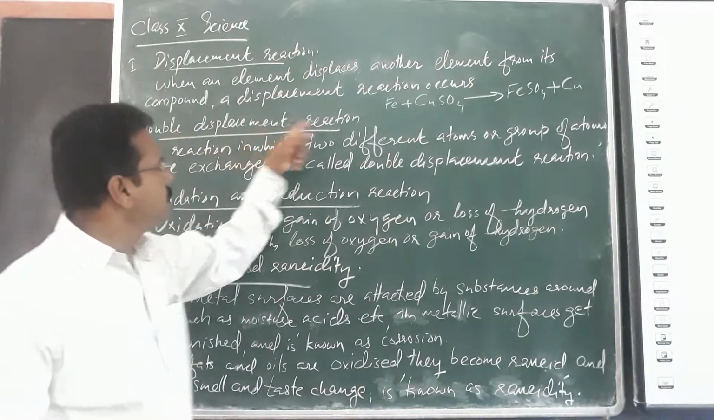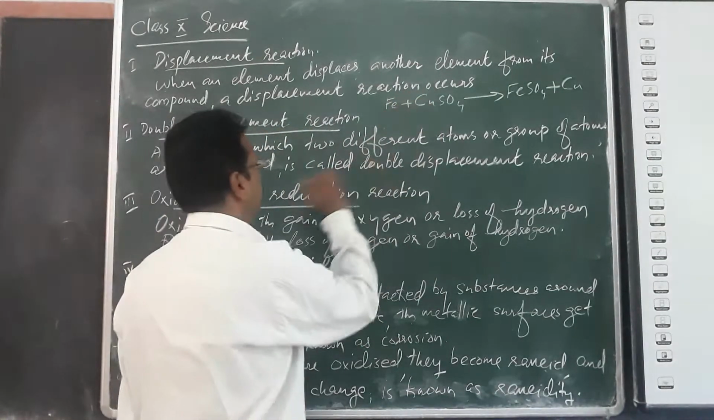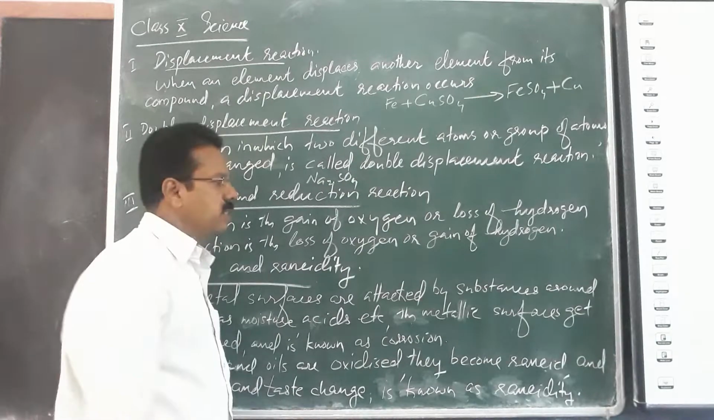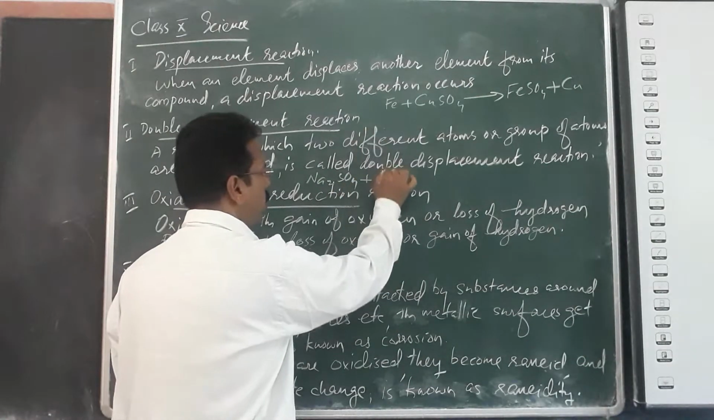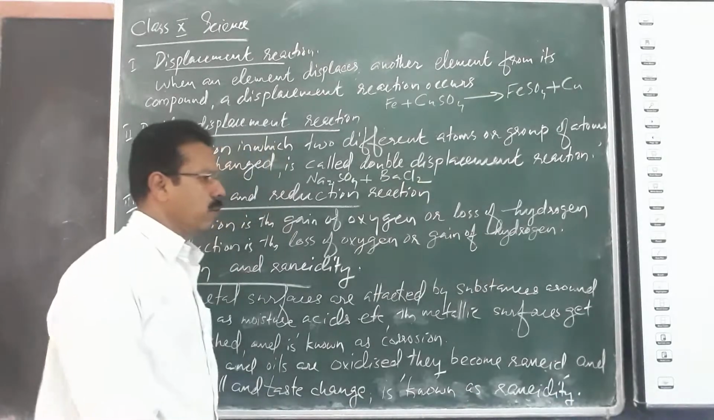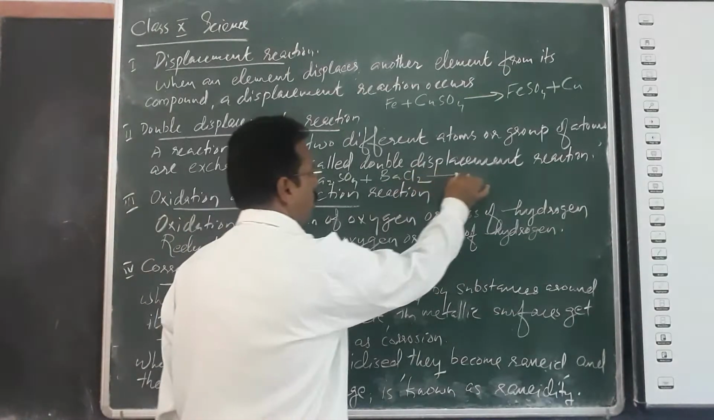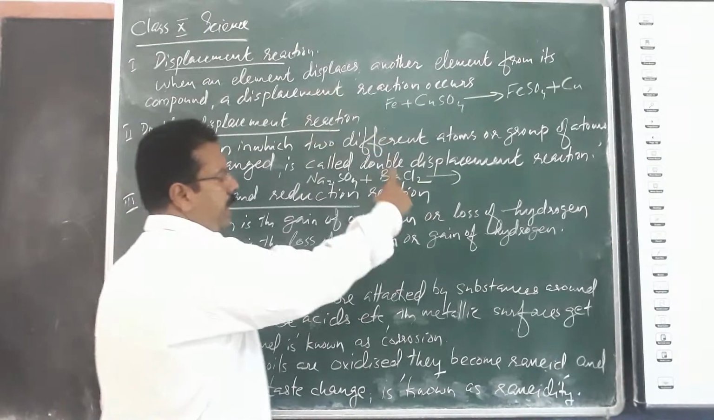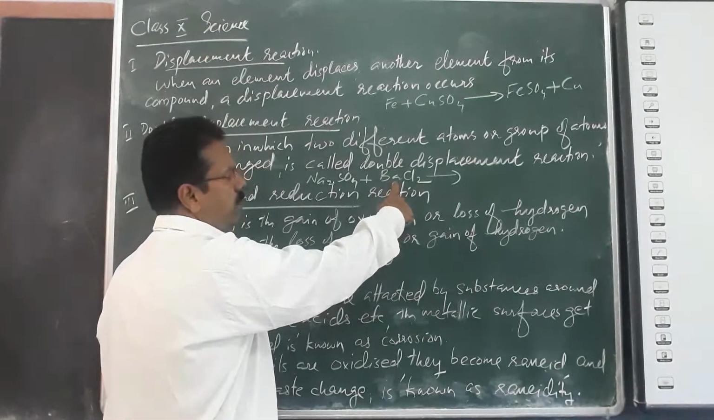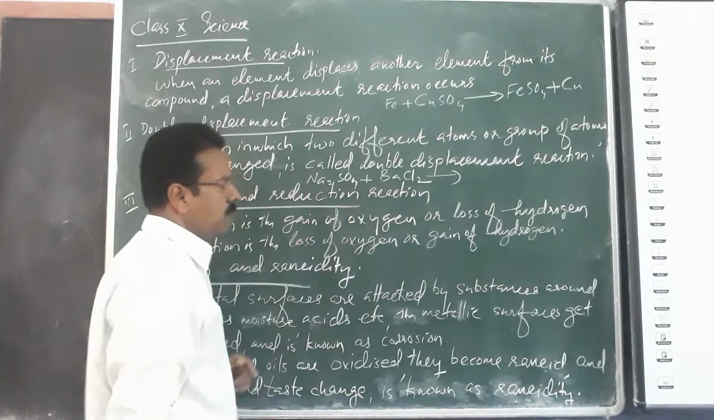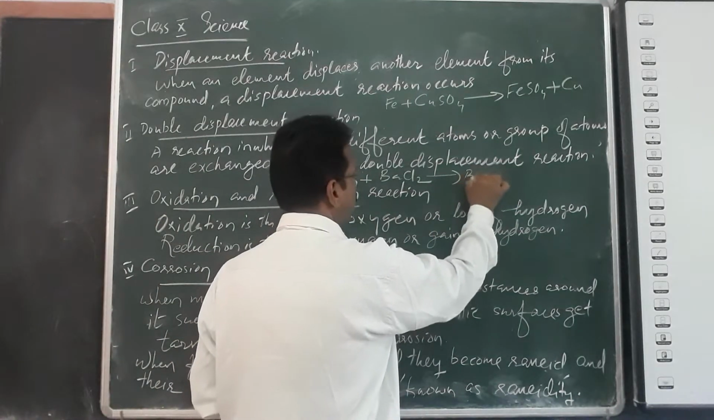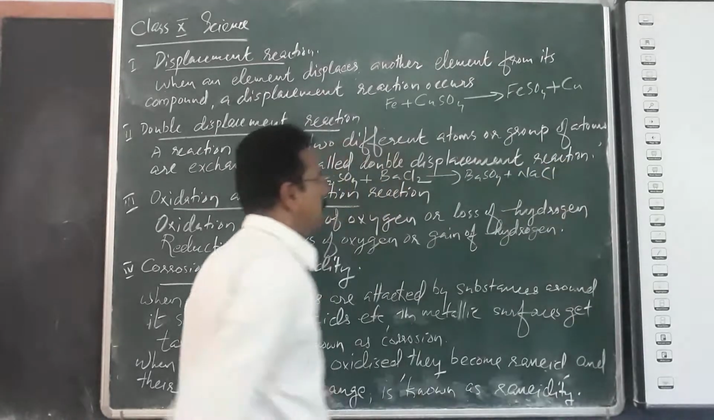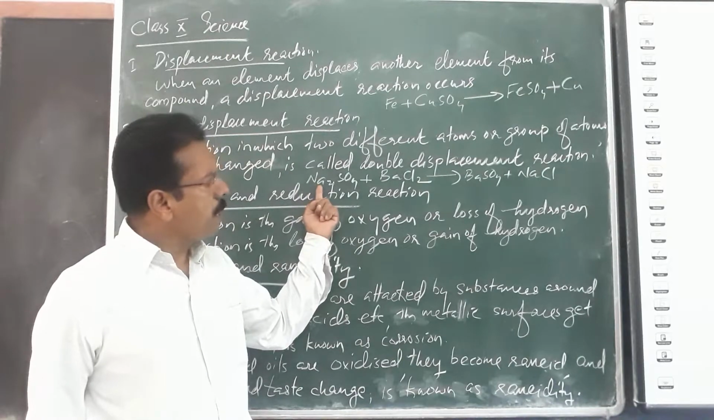Then next, double displacement reaction. The example is Na2SO4, sodium sulfate, reacting with barium chloride, BaCl2. Sodium sulfate we make into a solution in water. Barium chloride also we make into a solution in water. Both are mixed together in a test tube. Then you will get barium sulfate, BaSO4, plus NaCl.